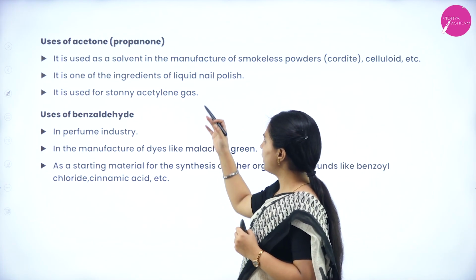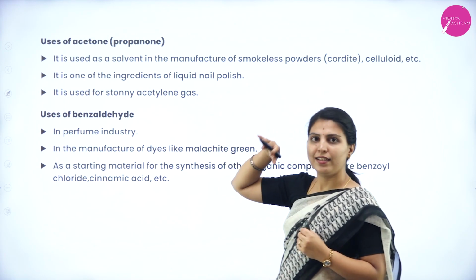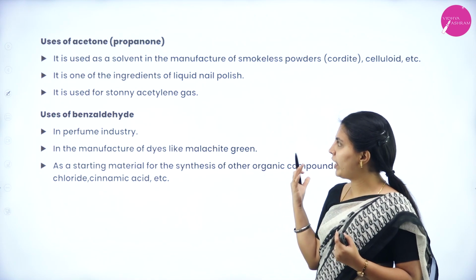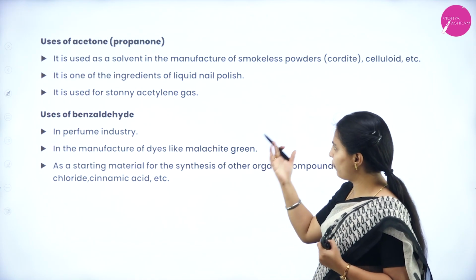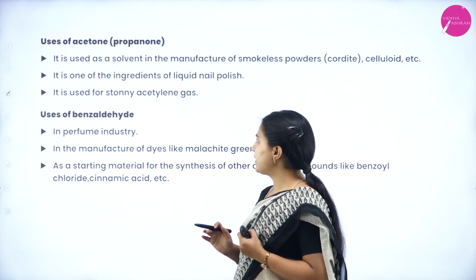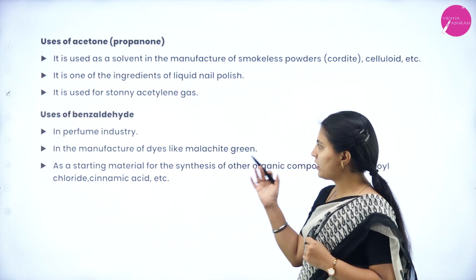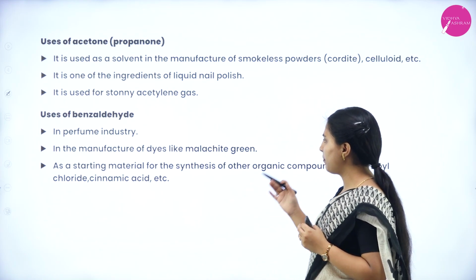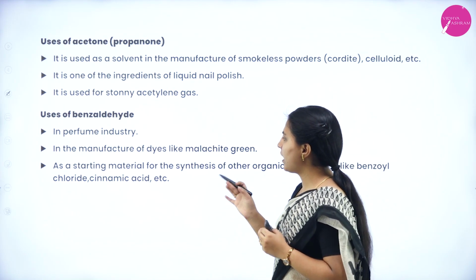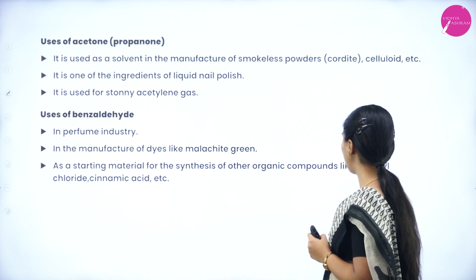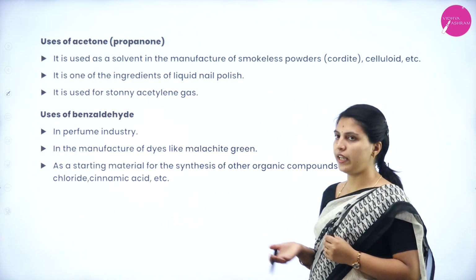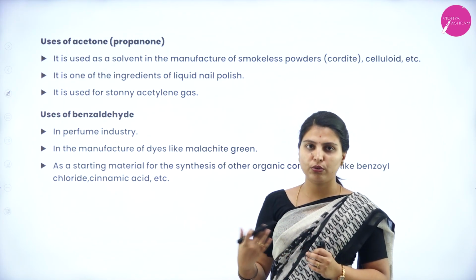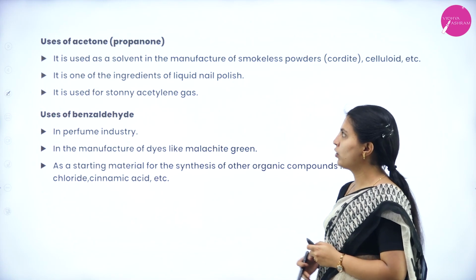It is one of the ingredients of liquid nail polish, that acetone, which gives the fragrant smell from the nail polish. It is used in storing acetylene gas. Next, benzaldehyde, used in perfume industry, manufacture of dyes like malachite green. As a starting material for synthesis of other organic compounds like benzoyl chloride, cinnamic acid, etc., we know that it is the best starting material to produce other organic compounds.